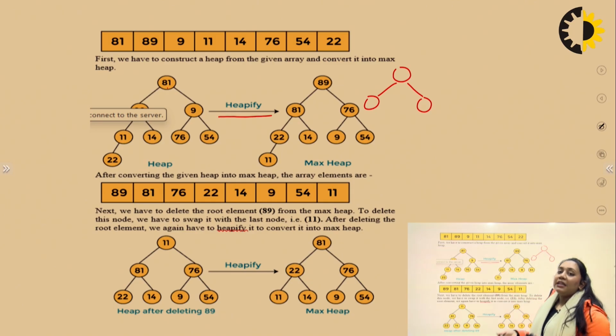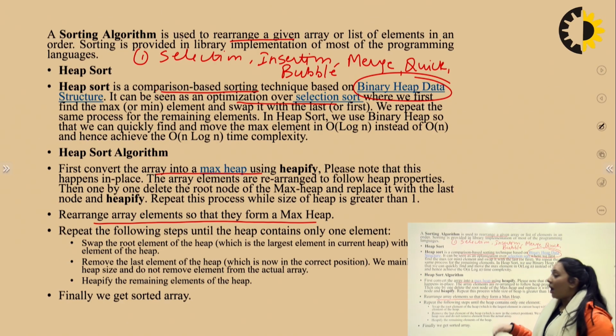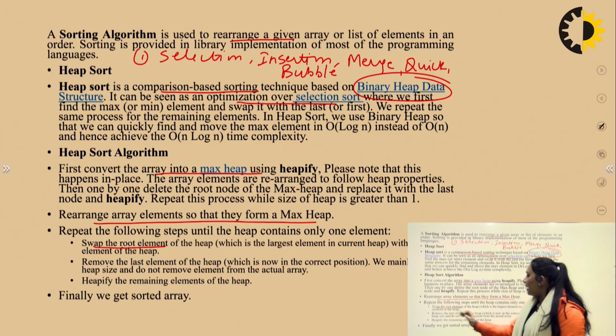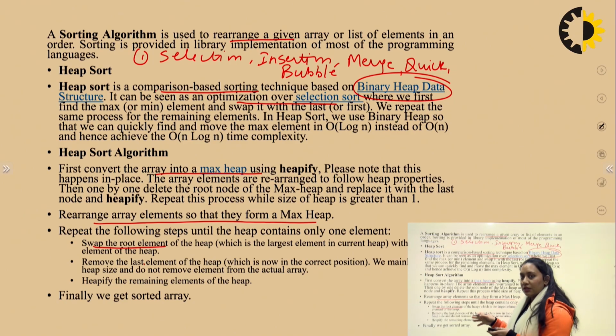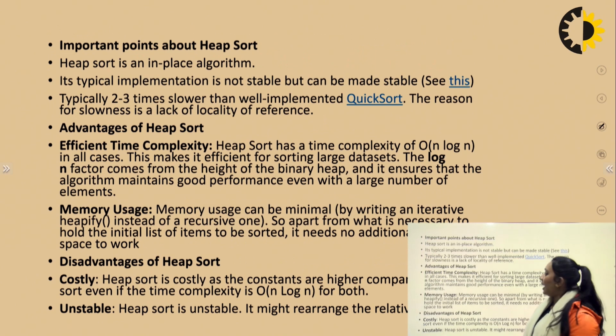What do you mean by heapify the elements? Heapify the elements means rearranging the elements in the form of a max heap. How can you do this? Swap the root element of the heap with the last element, and remove the last element of the heap after heapifying, making the data linear, right? Heapify the remaining elements and finally you will get the sorted array, right?